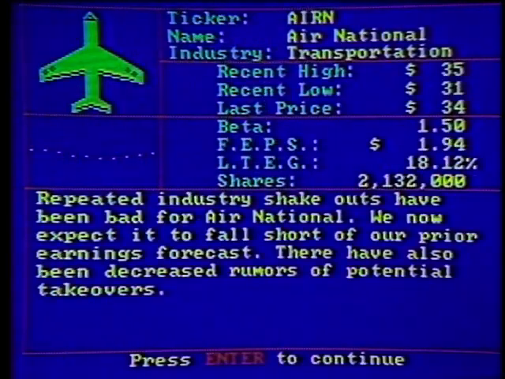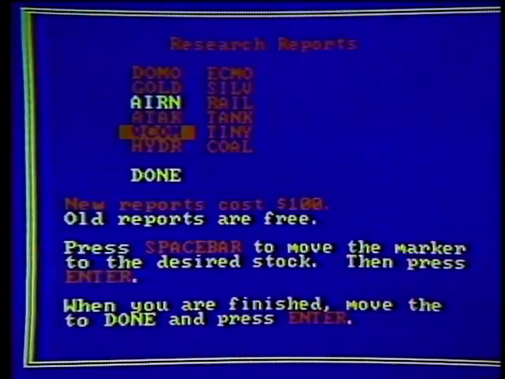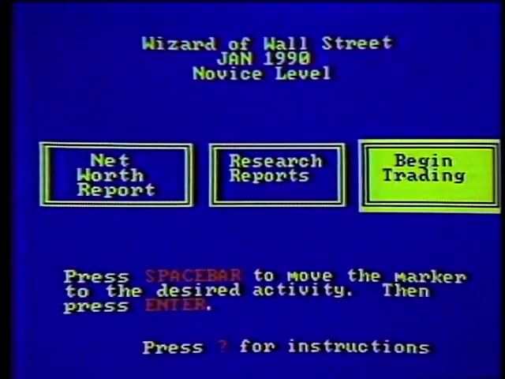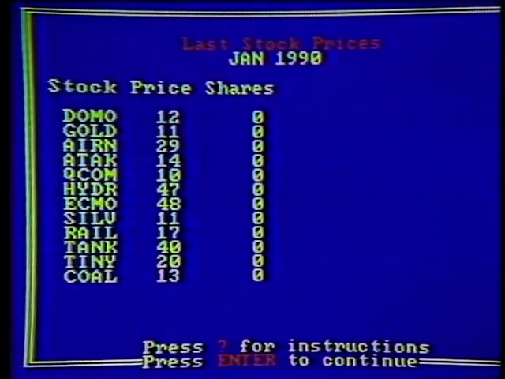Welcome to the Computer Chronicles. I'm Stuart Chaffee, and this is Gary Kildall. Gary, this is a game called The Wizard of Wall Street. It's a stock market simulation game, and I can call up research reports in a particular industry, like the airline industry there, for example. When I get all the information I need and all the funny money I have that I'm going to play the game with here, I can actually go right to the big board here.